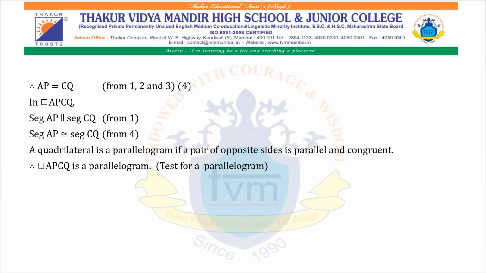In quadrilateral APCQ, seg AP is parallel to seg CQ from the first statement, and seg AP is congruent to seg CQ from the fourth statement. A quadrilateral is a parallelogram if a pair of opposite sides is parallel and congruent. Therefore, quadrilateral APCQ is a parallelogram. Test for a parallelogram.